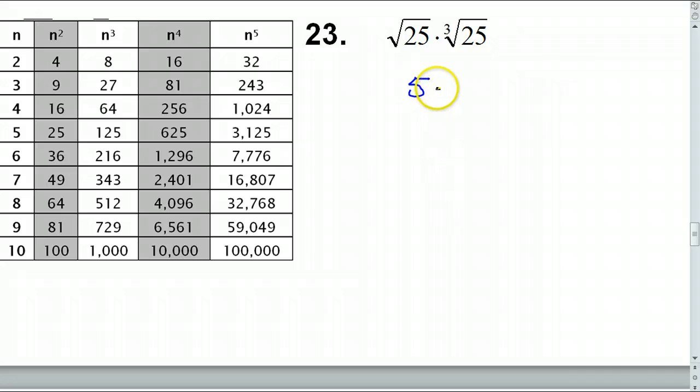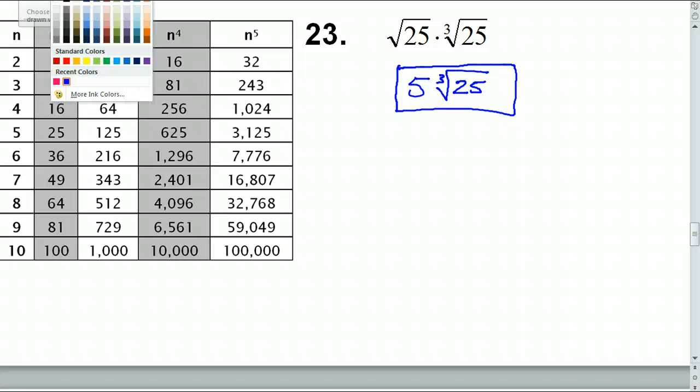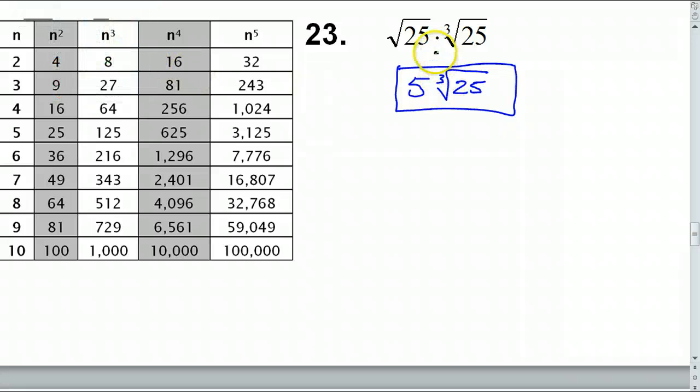So I can just put 5 times the cube root of 25. And you know what? I would accept this as the final answer. There is one other thing I could have done just for the sake of being thorough and complete. So this is done. I'm just showing you something else you could have done if you had wanted to.